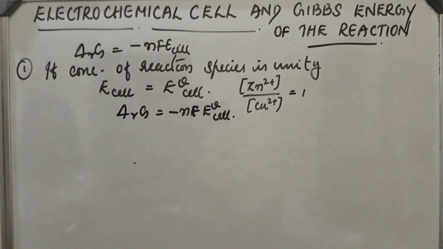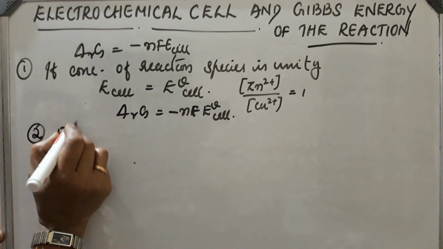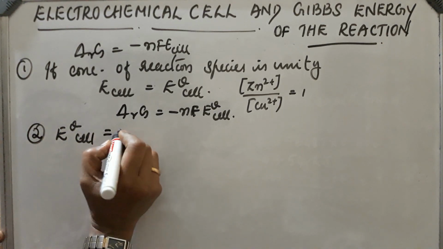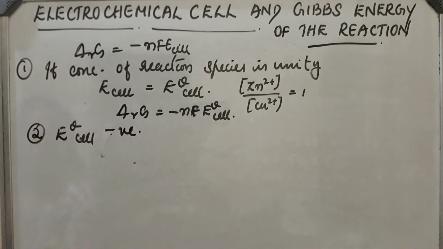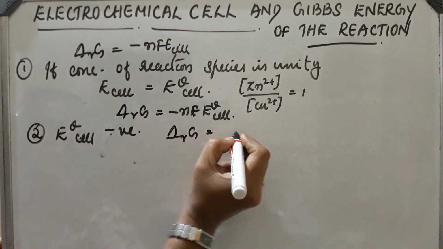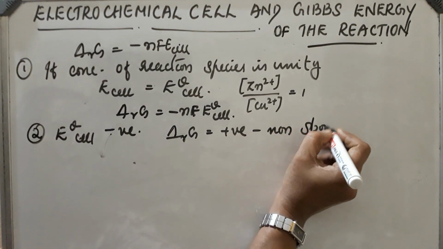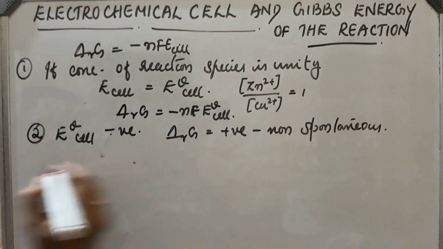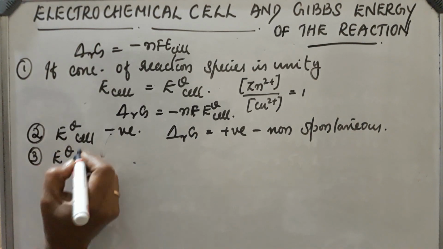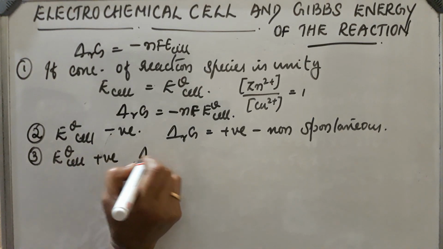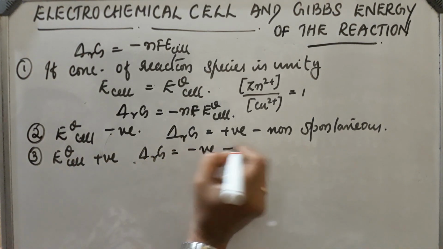Using this we can do the problem. We can calculate delta G of R if E standard of the cell is known. It is a fixed value, a constant. So if it is known, we can easily calculate delta G of R. Now, if E standard is a negative value, what happens to delta G of R? It will be a positive value. Delta G positive means it is a non-spontaneous process. The reaction is non-spontaneous. Next, if E0 of cell is positive, delta G of R will be a negative value and the reaction is spontaneous.